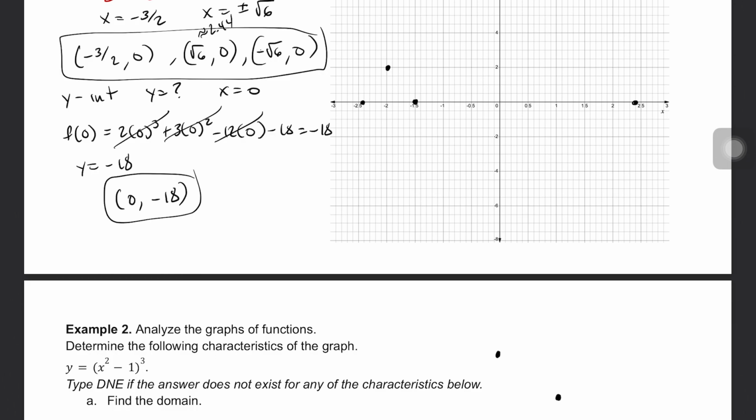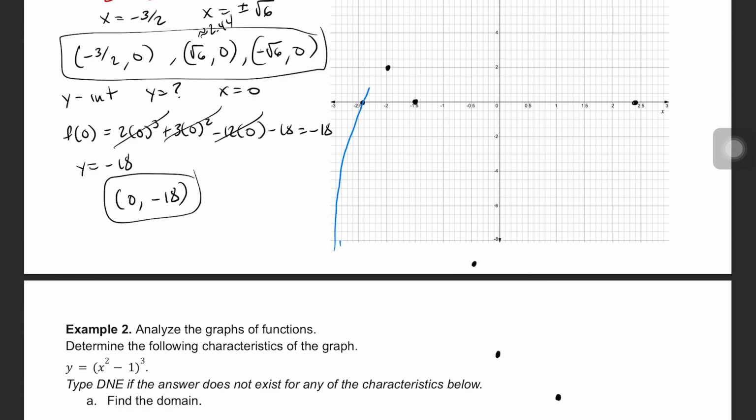Lastly, what else do we have? The inflection point, which happened at negative 1/2, negative 11.5. So somewhere in here there is an inflection point. We've got everything we need. What we need to do is pass through those points, so let's come back and draw the graph.